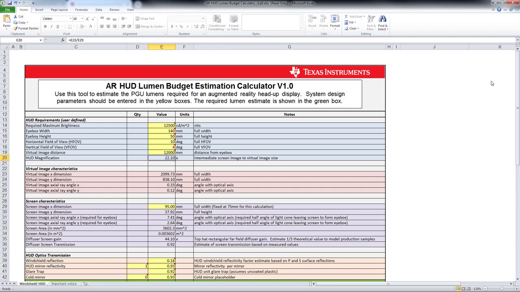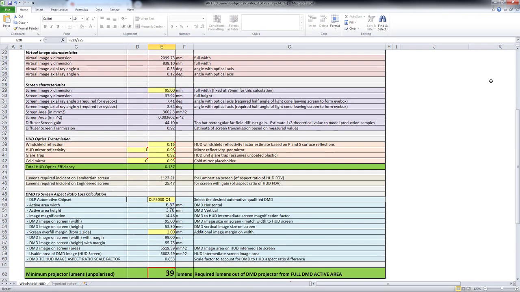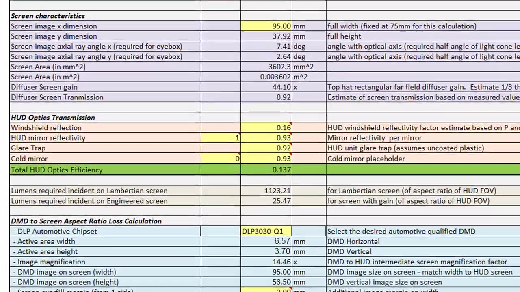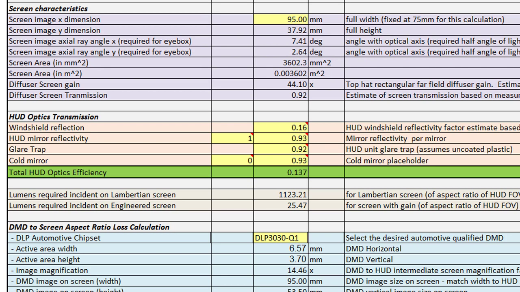Below the HUD parameter section are inputs for HUD optical transmission parameters. These values are pre-populated with typical values, but can be adjusted to match individual system designs. These parameters include reflectivity of the windshield, reflectivity of the mirrors, and other typical sources of brightness loss in a HUD system. For instance, we can see if we add a second HUD mirror to the calculator, total HUD optics efficiency decreases from 13 to 12%. Total estimated optics efficiency is included as a subcalculation for reference and is typically low due to the low reflectivity of the clear glass windshield.